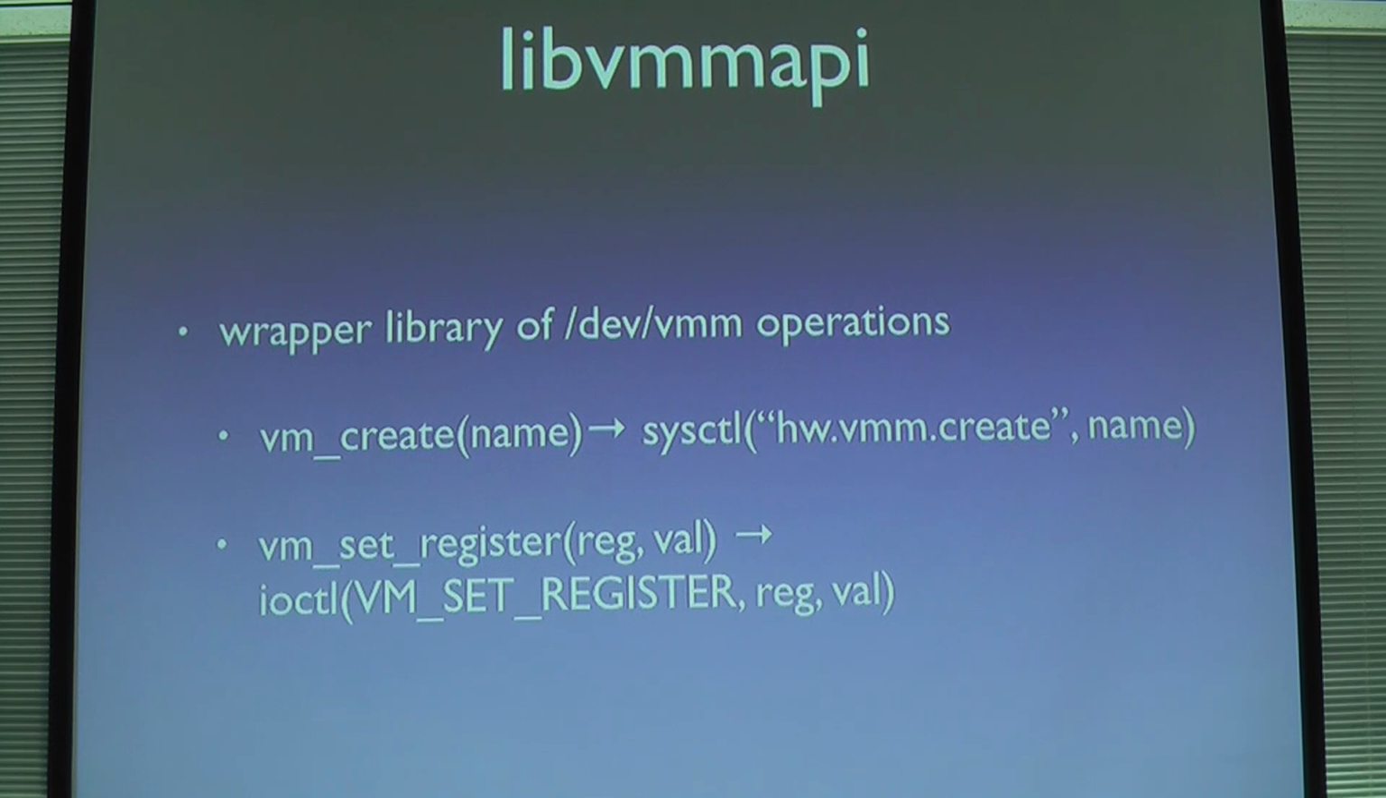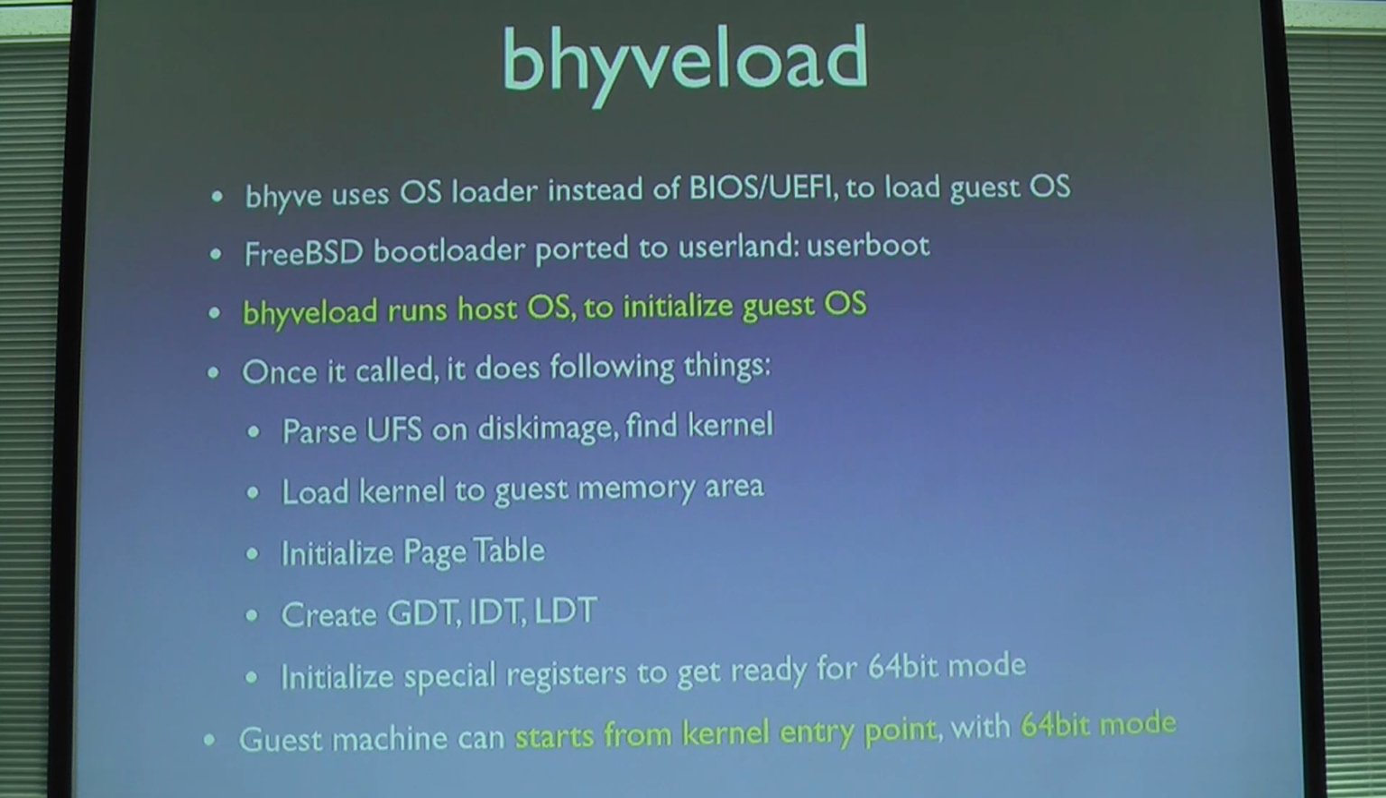And with libvmmapi, it's just a library. It's very thin library. If you call VM create function, it just executes sysctl hw.vmm.create. If you call VM set register, it just invoke I/O control, VM set register, etc. It's just kind of a library. And maybe I already described about it before, but more specifically, bhyveload is using FreeBSD bootloader, but it ported to userboot. It's called userboot. So bhyveload use userboot to implement OS loader.